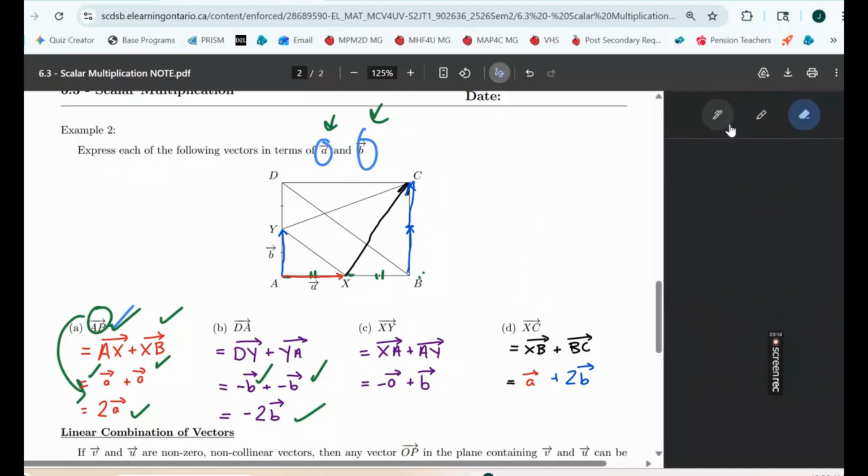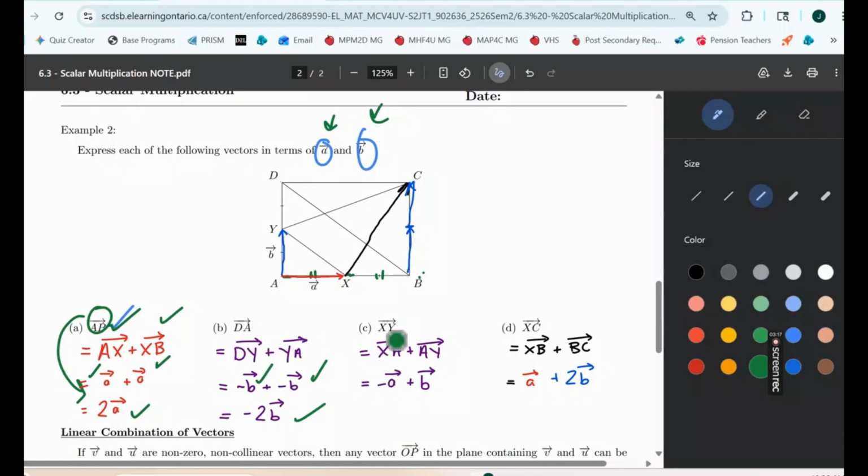And then vector XY. Where's XY? Oh, XY is over here. So we're looking for vector XY. How do we get there? Well, you're going to go from X to A, and then A to Y, to give XY. X to A would be the same thing as the A vector, just negative, plus B to give me XY.